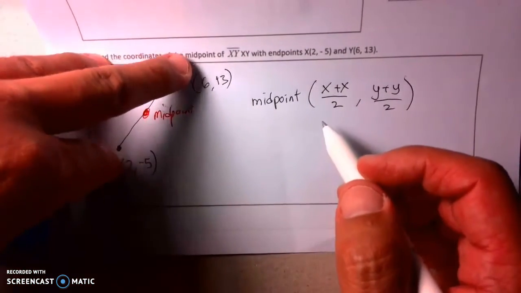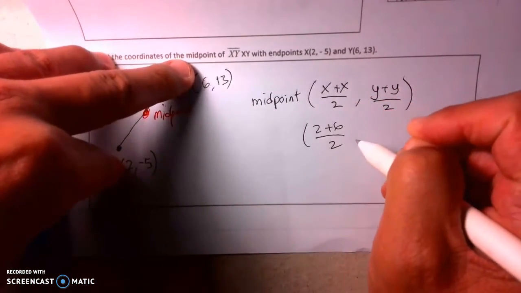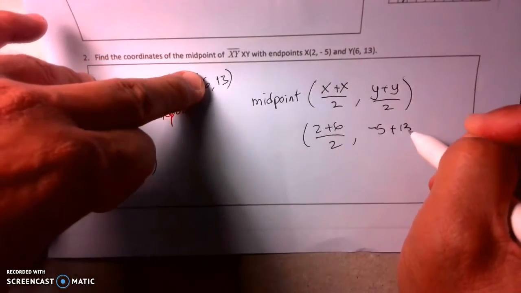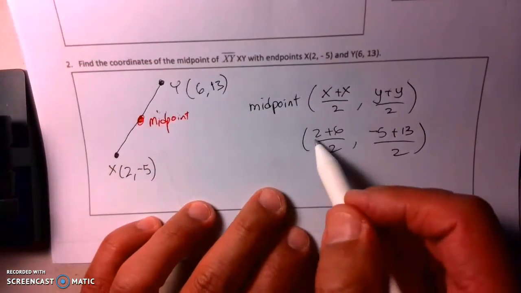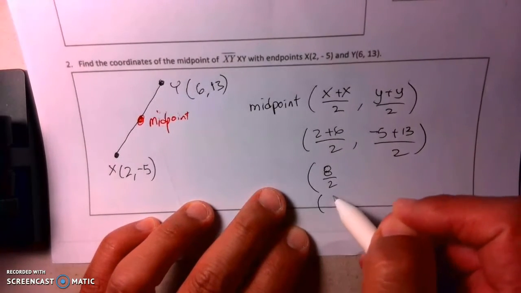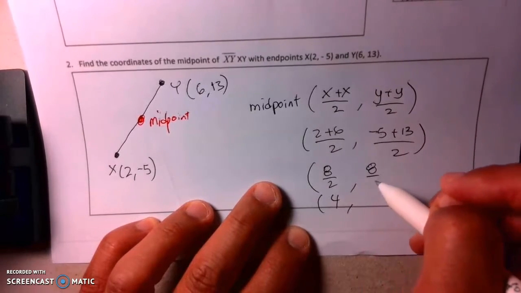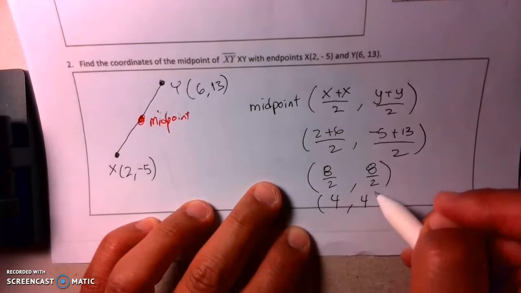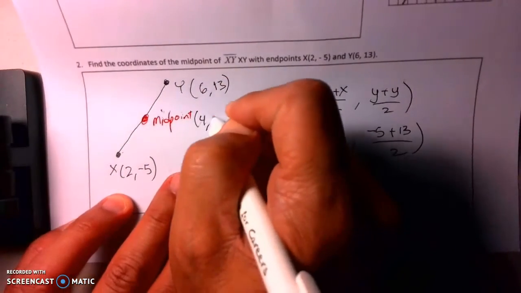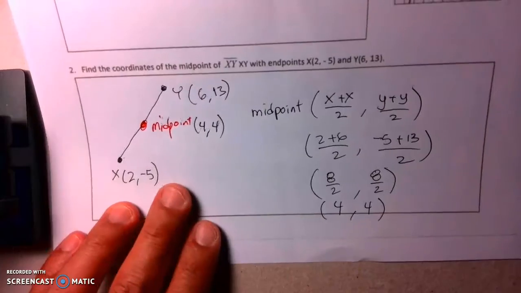The x values, there's a 2 plus 6 divided by 2, comma, the y values, there's -5 plus 13 divided by 2. Well, this is 2 plus 6, which is 8, divided by 2, which of course is 4. This is -5 plus 13, that's 8, divided by 2, which is 4. So it happens to be 4 over, 4 up. That would be the midpoint. If I had graph paper, you would be able to see that. That would fit right in the middle, 4, 4.